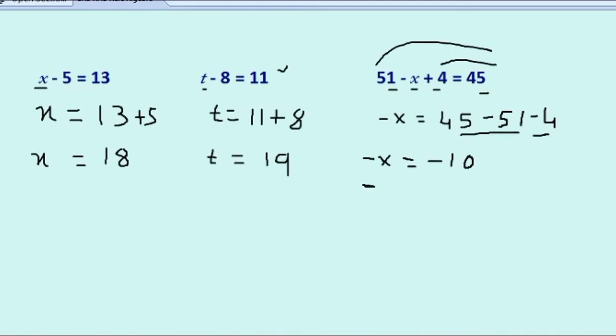Now we can say minus x is equal to minus 10. On both sides there is a minus sign, so we can convert it into plus. Both the minus signs will cancel and become plus. So the answer will be x equals 10. Let's substitute the value of x in this equation and find out. 51 minus 10 is 41. 41 plus 4 is 45.